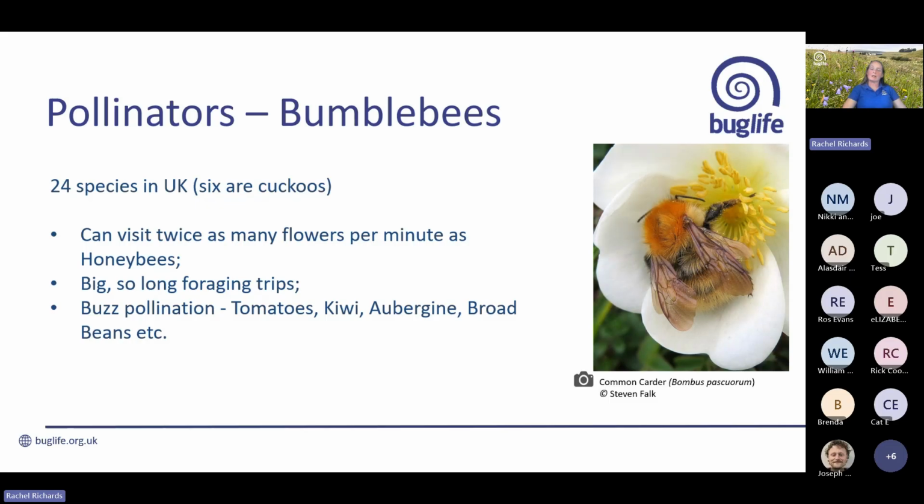And they do something called buzz pollination, which a number of solitary bees do as well, where they use a sonic vibration to get the plant to release its pollen. So things like tomato, kiwi, aubergine, those plants there, which are important commercial crops, actually require buzz pollination to properly release their pollen and be pollinated. So bumblebees and some solitary bees do that, but honeybees don't.